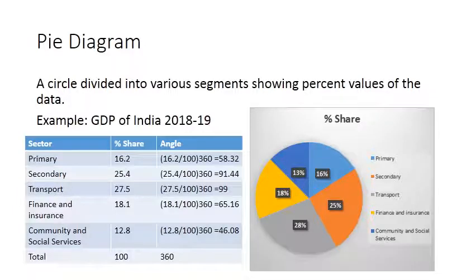Now the second form of geometric diagram is the pie diagram. Pie is actually a circle which has been divided into various segments showing percent values of the data. When we talk about the pie diagram, you might have done this in your class 10th maths. A pie diagram is actually a circular diagram, and that circle has been divided as per the data, and first the data is changed into percentage.